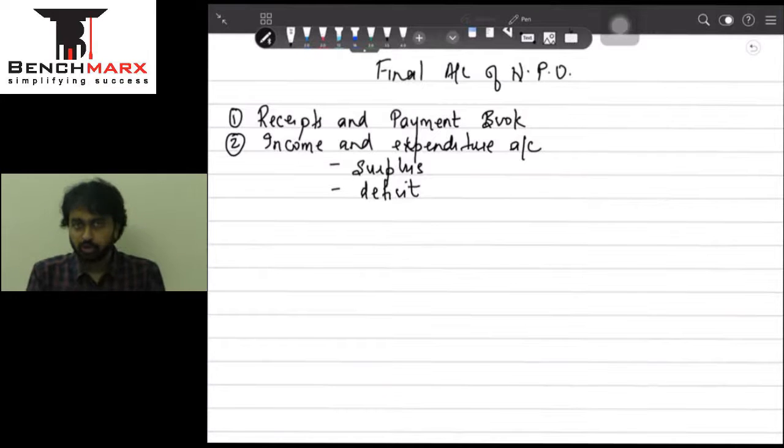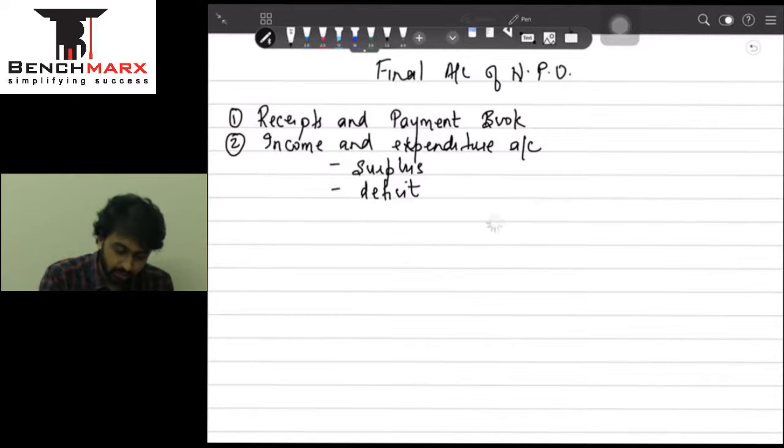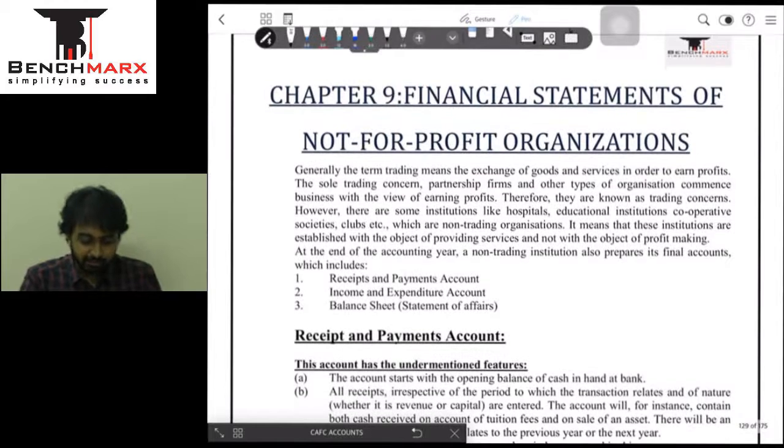ठीक है, ये अपना हो गया what is NPO. I have simply told you guys what are the books of accounts of NPO. You have income expenditure account and you have a receipt payment account, and obviously followed by a balance sheet. And now having this basic introduction of NPO, it is more than enough to understand the first three questions. So in this session, we will be solving question 1, 2, and 3, and then we will be going to question number 4, which is based on final accounts. ठीक है, चालू करेंगे. So with this in mind, we will start with the chapter financial statements or final accounts of non-profit organizations.